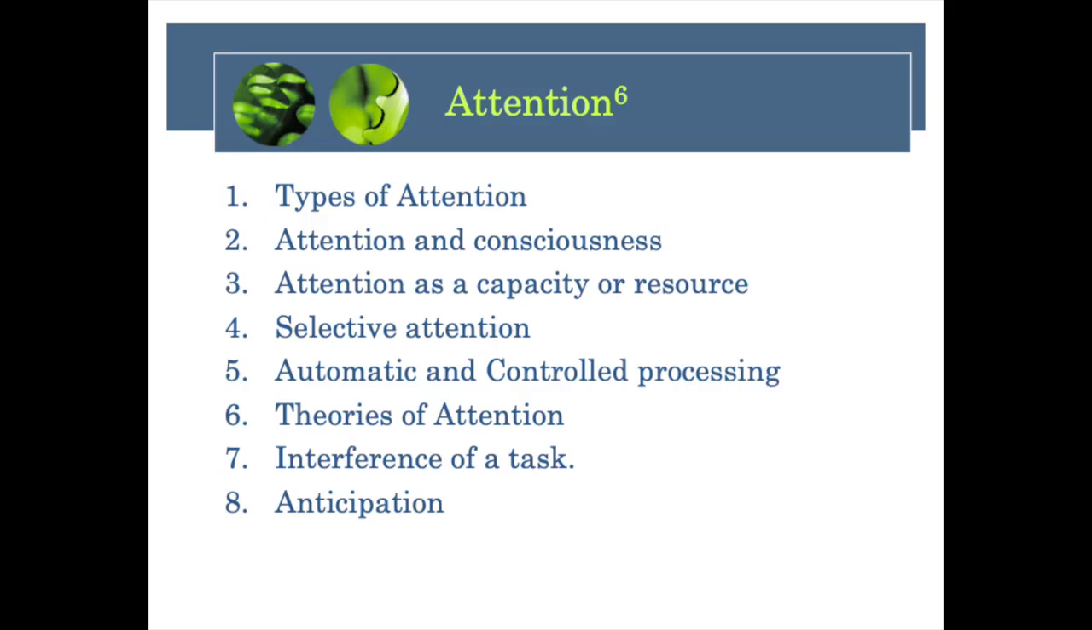So we're actually going to talk about 8 separate little topics under attention. We're going to talk about the types of attention. We're going to talk about attention and consciousness. We're going to talk about attention as a capacity or a resource. We're going to talk about selective attention, automatic and controlled processing, some theories of attention, some potential interference of a task, and then anticipation and how that could help us and potentially hurt us as well.